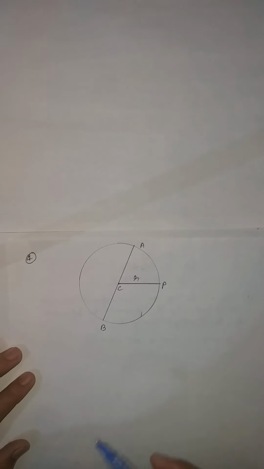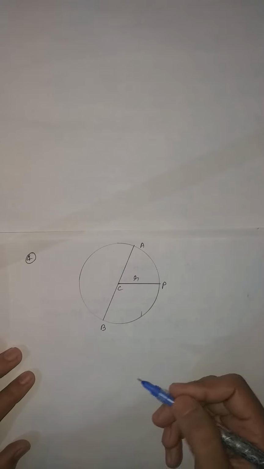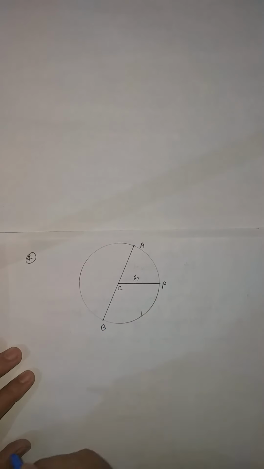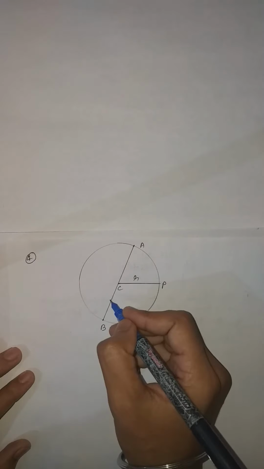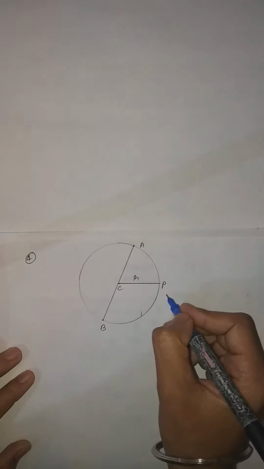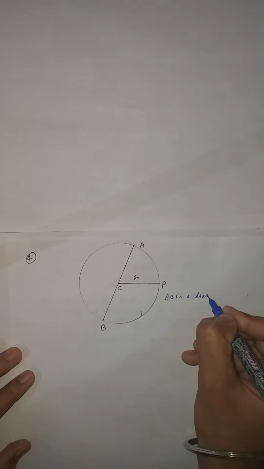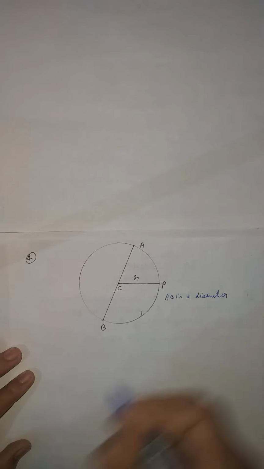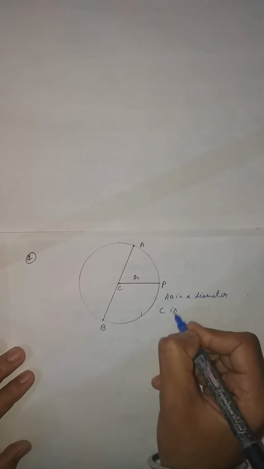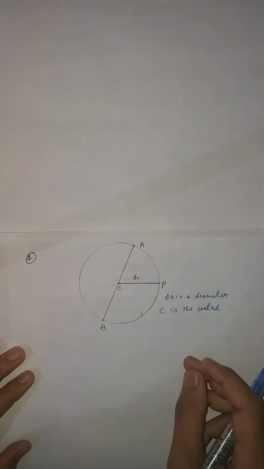Now what is given? The diameter of a circle is a line which joins 2 points on the circle and passes through the center of the circle. Clear? You know that the diameter joins 2 points from the initial point to the last point and it also passes through the center. Clear student? In that figure, AB is a diameter. So you will write down AB is a diameter. C is the center. Clear student?